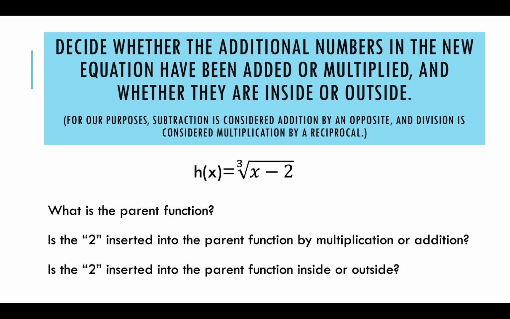And the third question, is it inserted inside or is it inserted outside? So if you were going to plug a number in for x, when we look at this by the order of operations, the cube root, we can think of it as an exponent, but then radicals have an implied set of parentheses inside them. And so by Please Excuse My Dear Aunt Sally, we'd have to do the parentheses before we did the exponent. So we do the subtraction before we take the cube root. So we say that the 2 is inside the function. So we have addition inside.